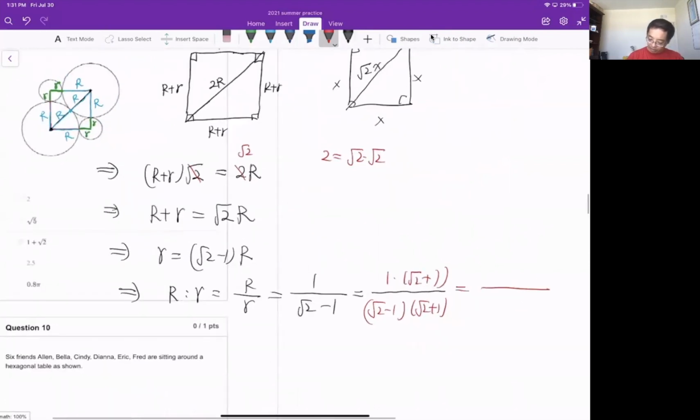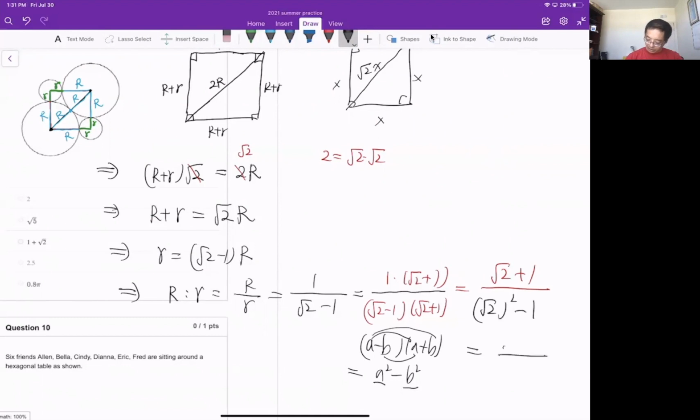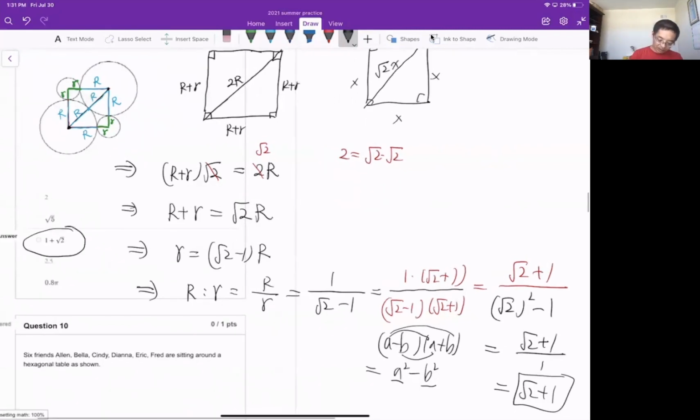The bottom uses the formula a minus b times a plus b, which is just a squared minus b squared. The cross terms, one positive and one negative, cancel each other, so what is left is a squared minus b squared. So we have square root 2 squared minus 1, which is 1, and the result is square root 2 plus 1 over 1, that is square root 2 plus 1. So square root 2 plus 1 is the ratio between the radius of the larger circle and the radius of the smaller circle. That's 1 plus the square root of 2.